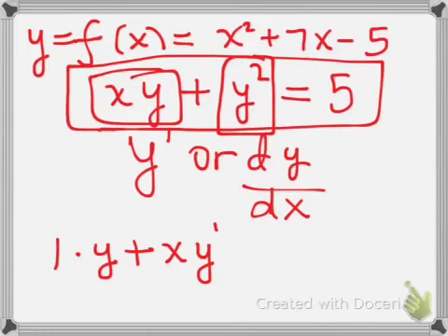Y plus xy prime. Okay, let's find the derivative of y squared. We are finding the derivative with respect to x. So it's given y squared, it's not a function of x. How do we find the derivative of y squared with respect to x? You can use the chain rule: like u squared, the derivative is 2u, and then you multiply by u prime. Similarly, for y squared, the derivative is 2y.